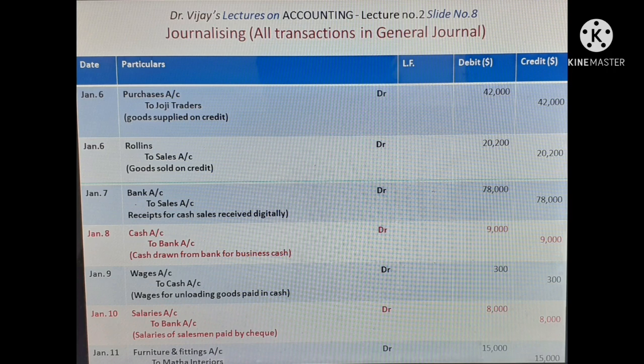Next, on Jan 10, salaries account debtor to bank. Salaries given to salesman by check. So money goes out of the bank account, not from cash. Salary is expenditure, nominal account debited. Bank account to be credited because bank is the giver. Now the last transaction, furniture and fittings account debtor to Mother Interiors. Furniture and fittings account to be debited because furniture and fittings come in, new furniture is bought, comes in, debit, real account. Mother Interiors is the giver. This transaction is on credit, we are not paying now.